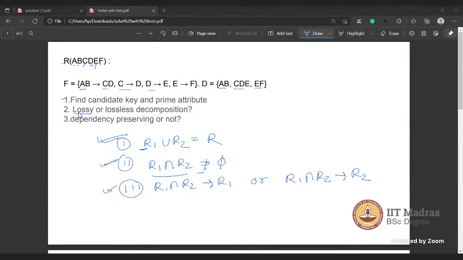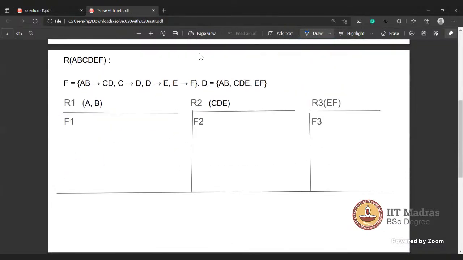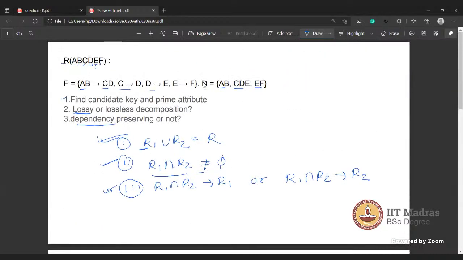So this is the lossy decomposition. Then we have to find whether this decomposition is dependency preserving or not. We have to check for every pair in all n decompositions. Like if there are three decompositions, say 1, 2, 3, then we have to check for every pair: 1, 2, 2, 3, 1, 3.